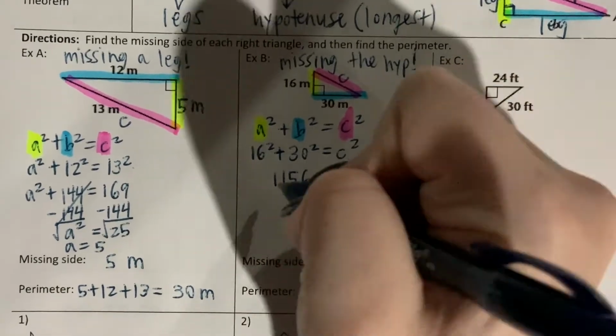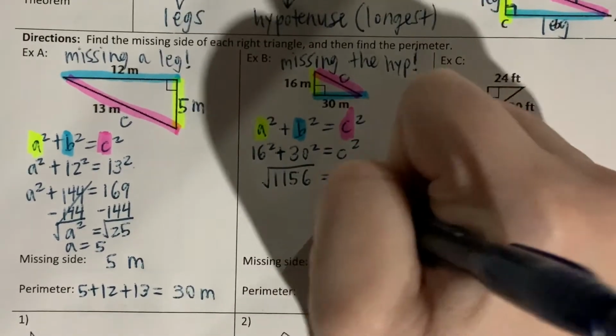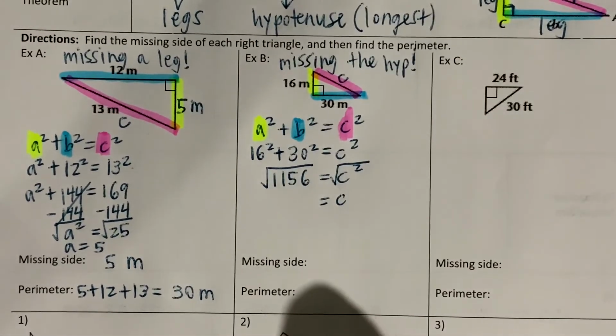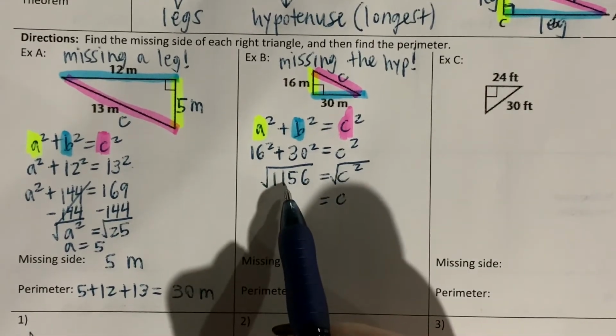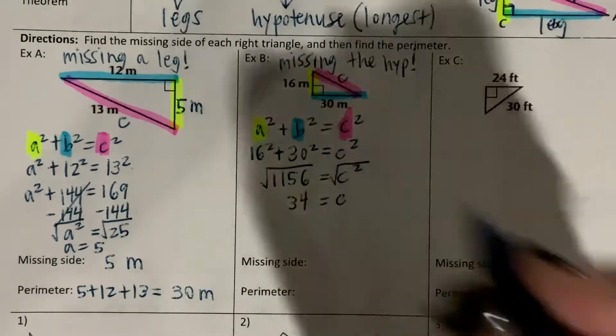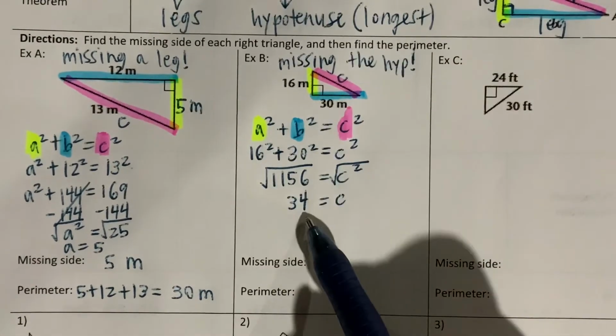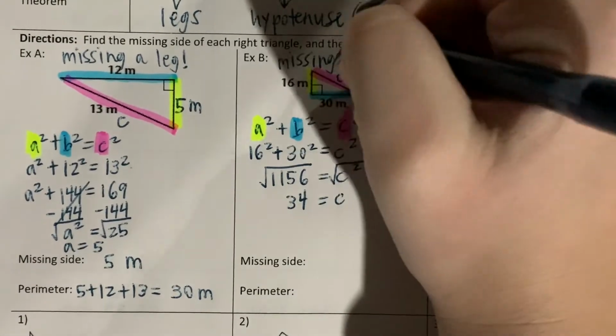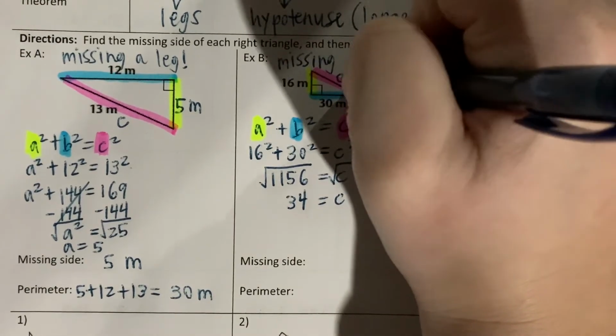So I can do that by taking the square root of both sides, and then I'll get c by itself. And when I take the square root of 1,156, I get 34. So that means that my missing side, in this case the hypotenuse here, was 34 meters.